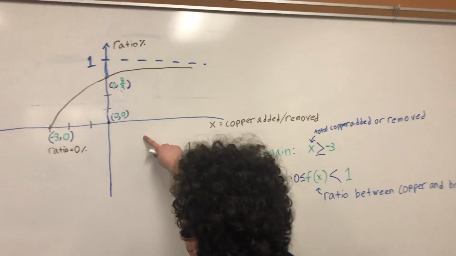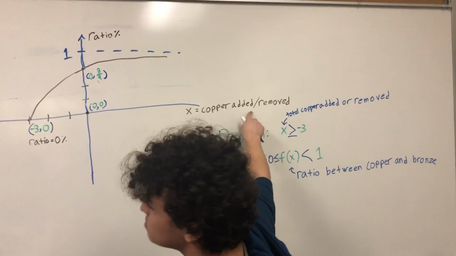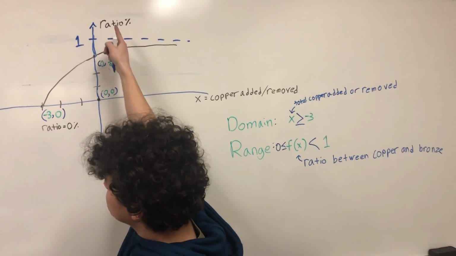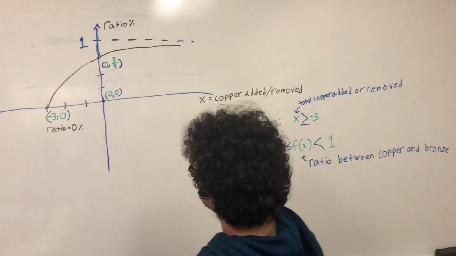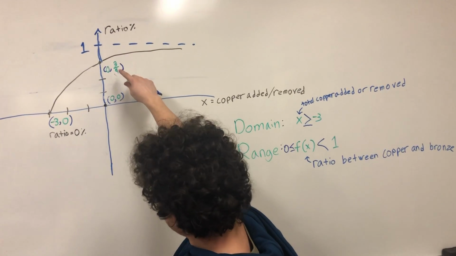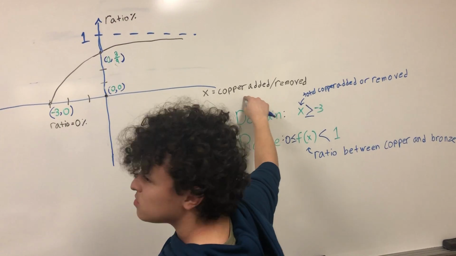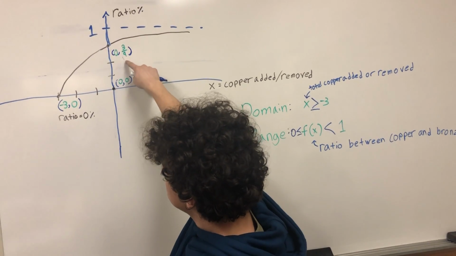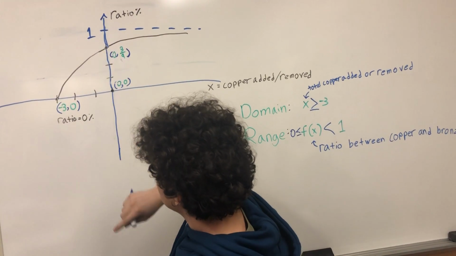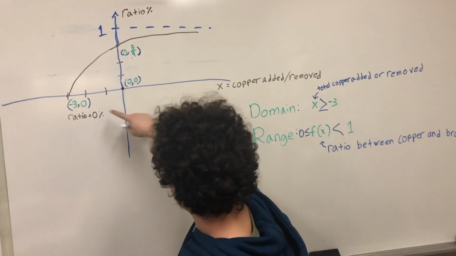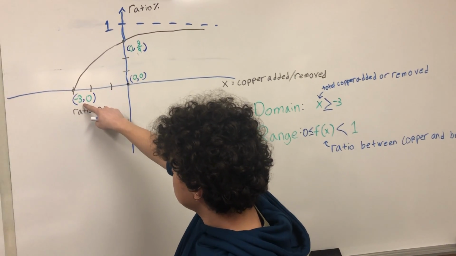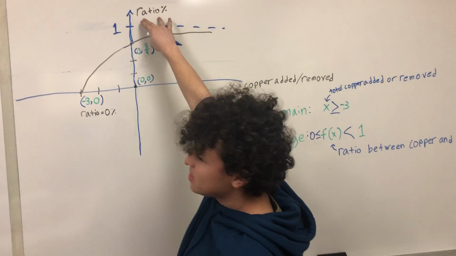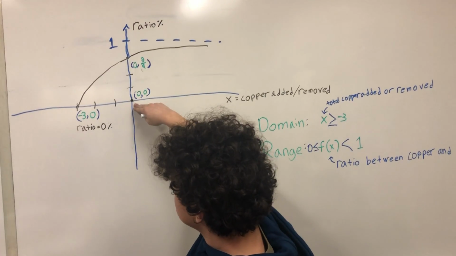Okay, so if you were to graph it, the x-axis would be copper added and removed, and your y-axis would be the ratio of copper in the mix. So when your x is 0, so when you're not adding or removing any copper, your initial value is 3 over 9. So that's your initial ratio. And when you take away 3 copper, you'll get 0% because remember the y is the ratio, so when y is 0, you have 0%.